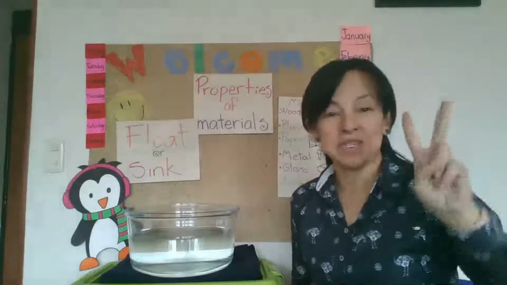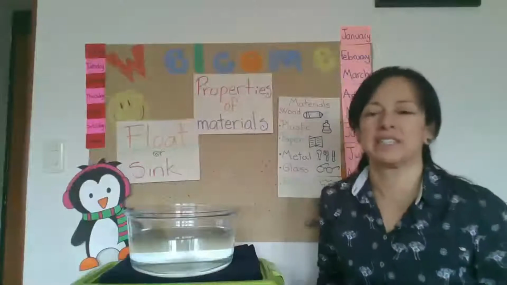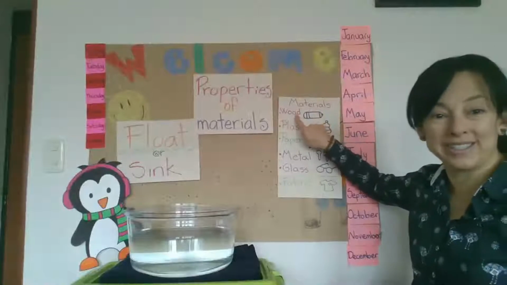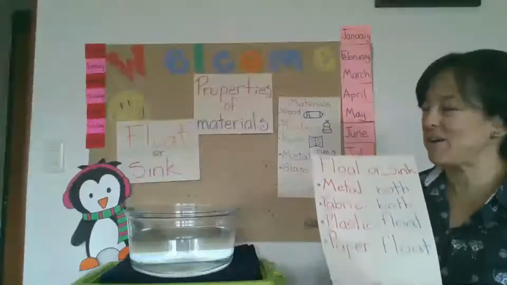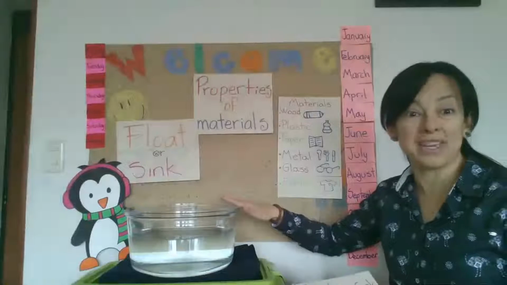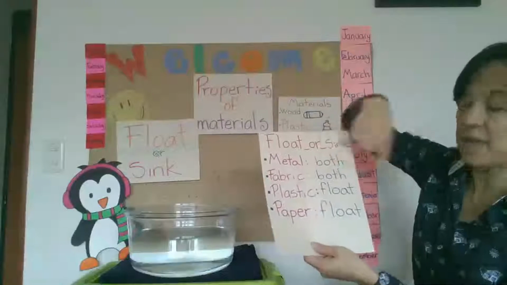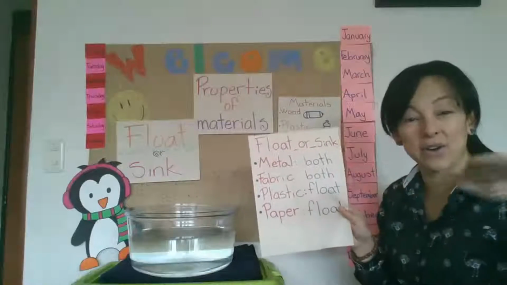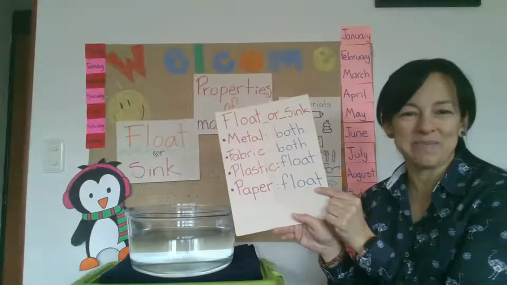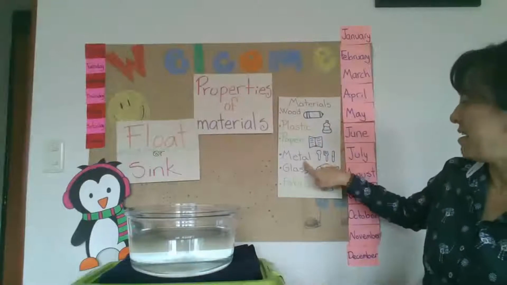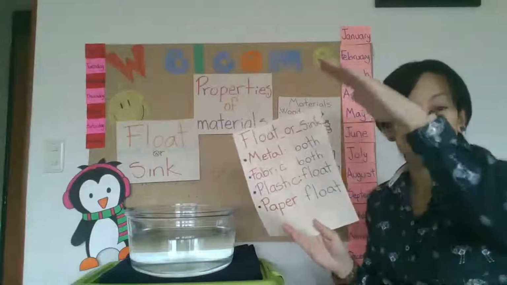So there are two materials that are missing. Let's review what materials we explored during the first session. We talked about wood. We haven't tried with wood, so we have to try with wood. Plastic. We found out that plastic floats, right? Paper. Also, paper floats. Metal. We saw that some metal can float and some others sink.